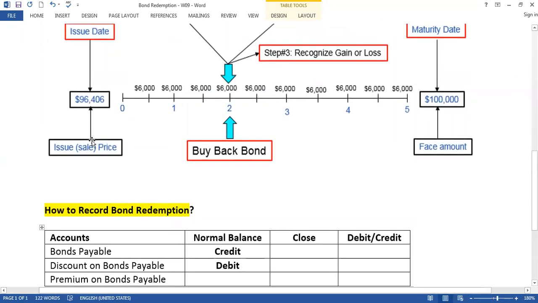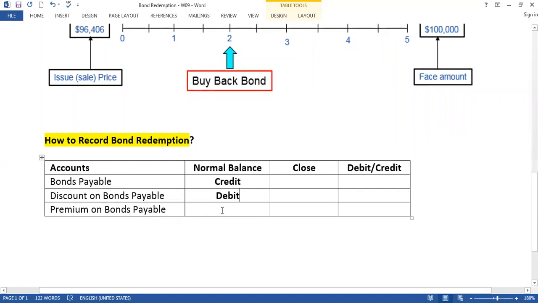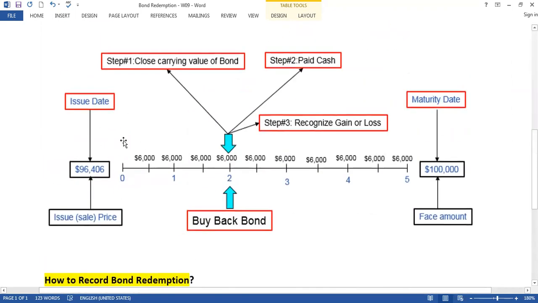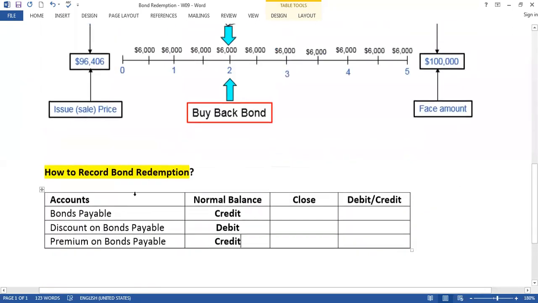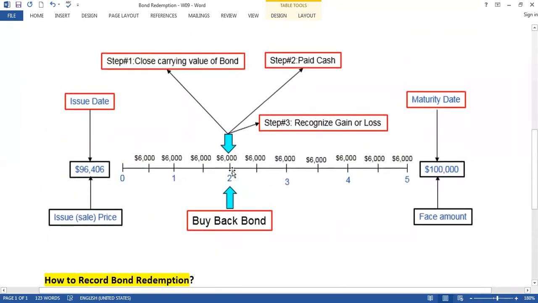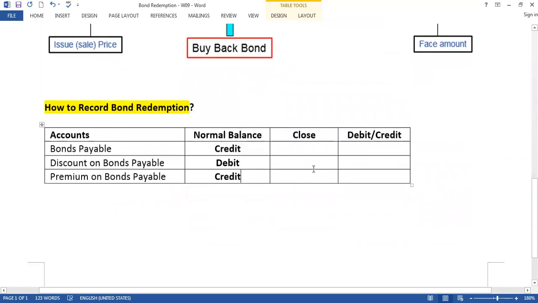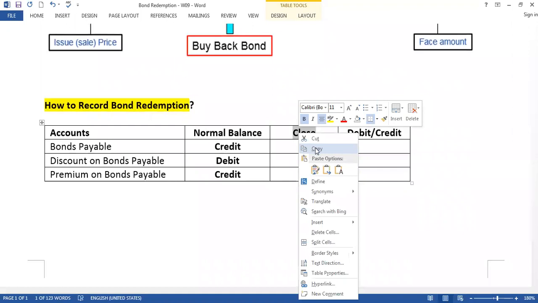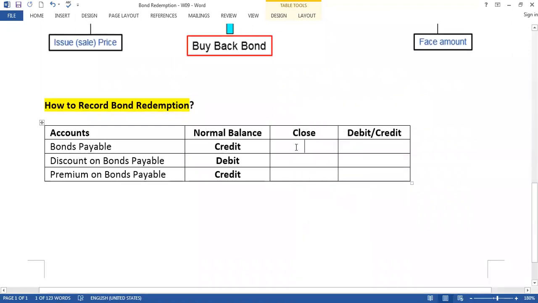And when we issue bond at a premium, we record premium on bonds payable credit. Right? This is the normal balance when we issue a bond. Now I told you that 2 years later, we want to close. So if we want to close, it means that we are going to close this account, and we are going to close this account.